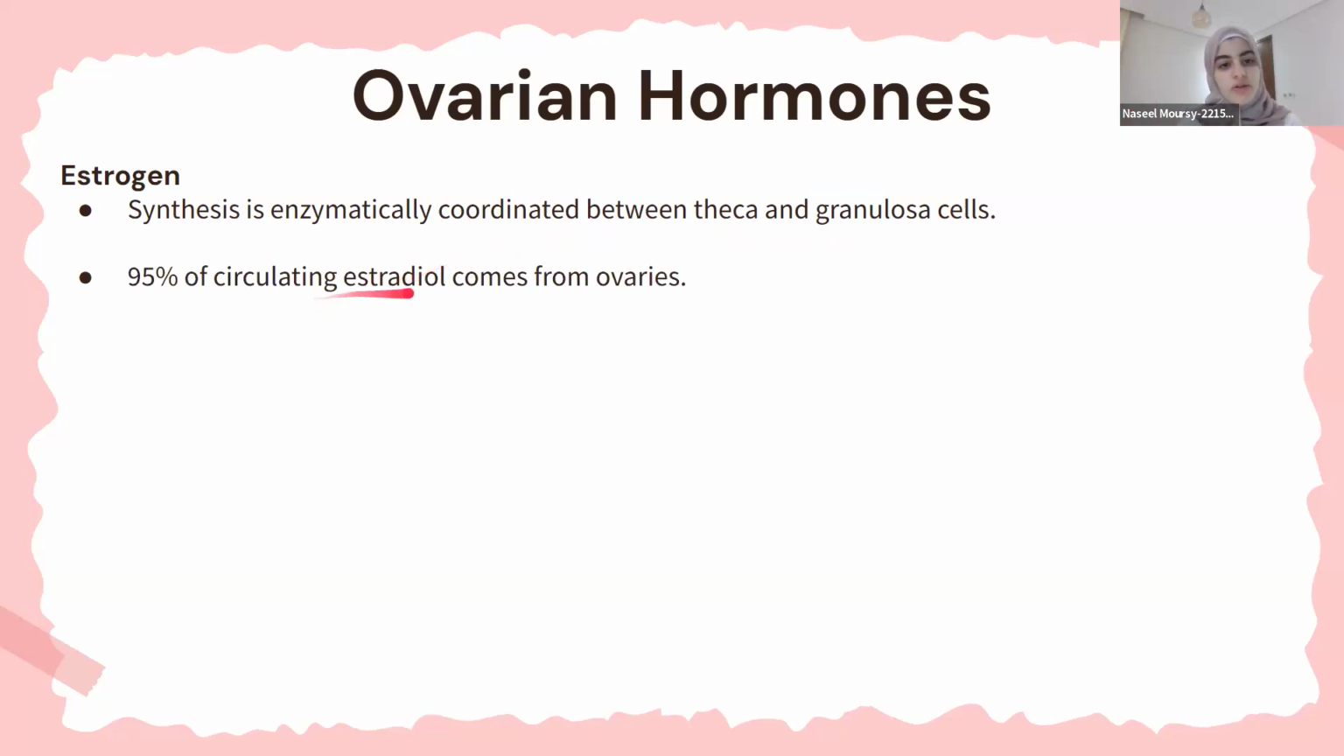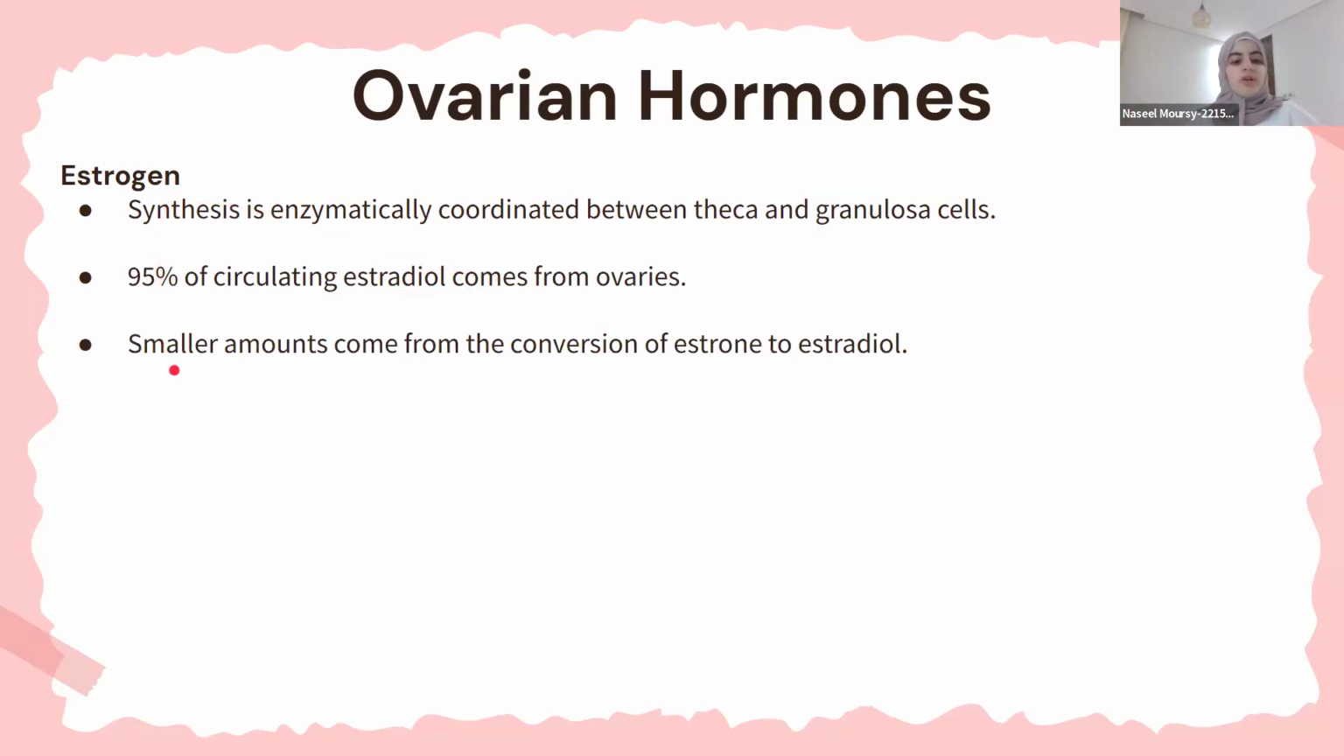Now, 95% of the circulating estradiol comes from the ovaries, so this shows that ovaries secrete a very large amount of estrogen. But keep in mind, males also have estrogen, and females also have testosterone. So it's not that males only have testosterone and do not have estrogen, or vice versa for females. We have both. It's just that the concentrations are different. Now, smaller amounts come from the conversion of estrone to estradiol. This is not important, but estrone is a weak form of estrogen, and then it gets converted into the strong form of estrogen, which is estradiol.